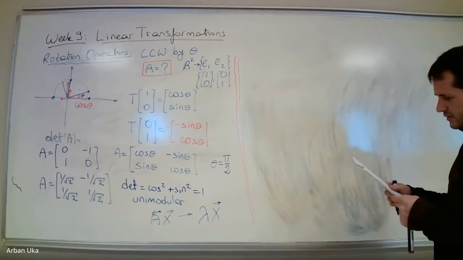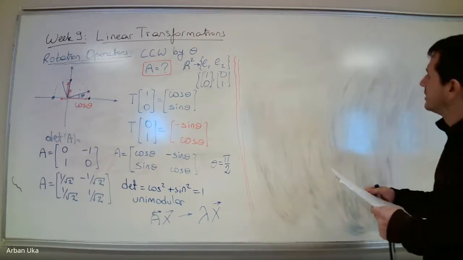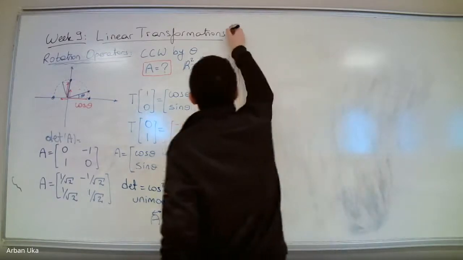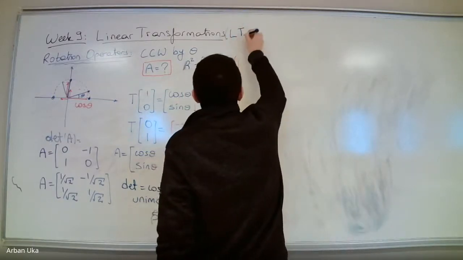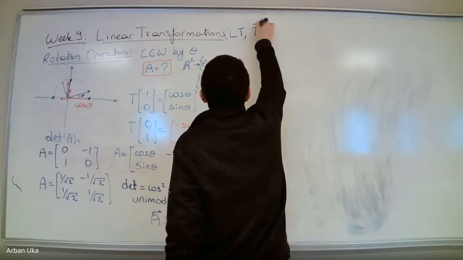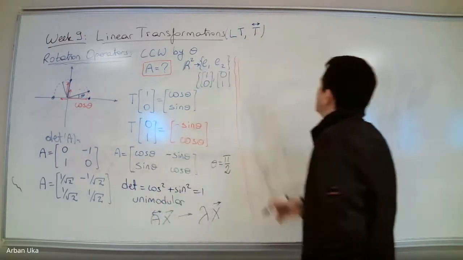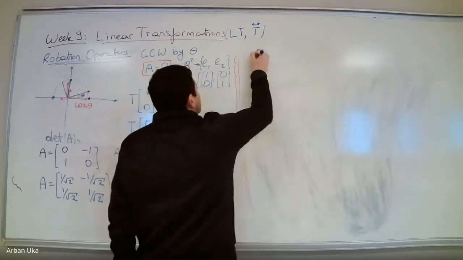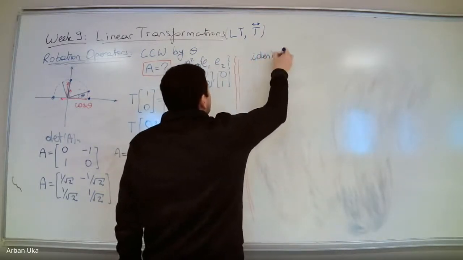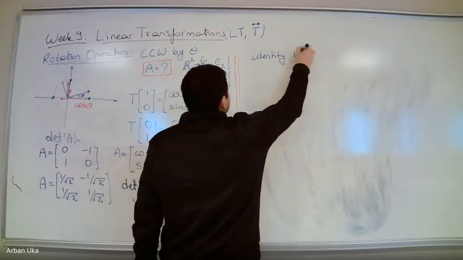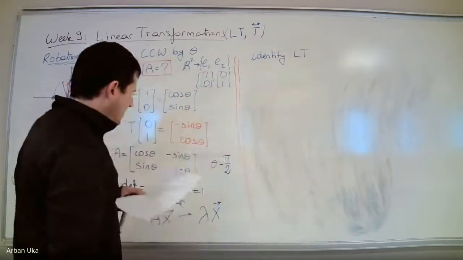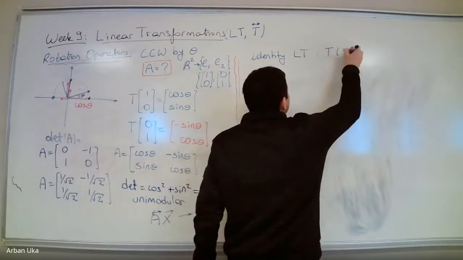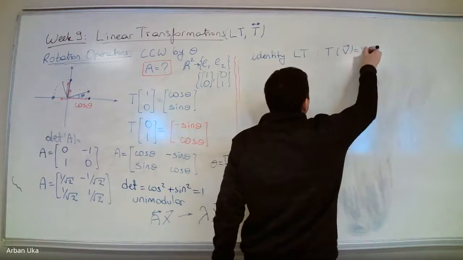So about the different linear transformations, we can define the identity LT. Linear transformations, let's denote them as LT, or sometimes we might even see them as T, like transformation. What is an identity LT? It is such that any linear transformation T on a vector V is going to be equal to V.